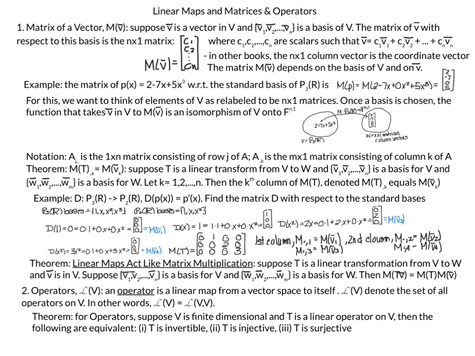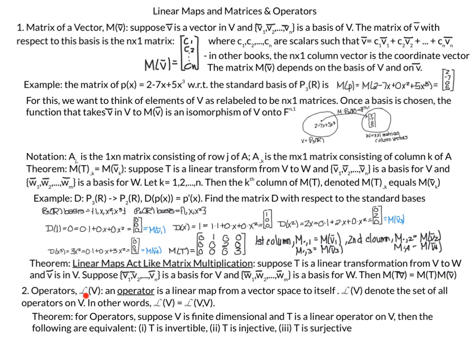We have this theorem that linear maps act like matrix multiplication. In particular, we have this matrix transformation. So suppose T is a linear transformation from V to W, and the vector v is in the vector space V. Suppose V1, V2 up to Vn is a basis for V, and W1, W2 up to Wm is a basis for W. Then M of T(v) equals M of T times M of v.